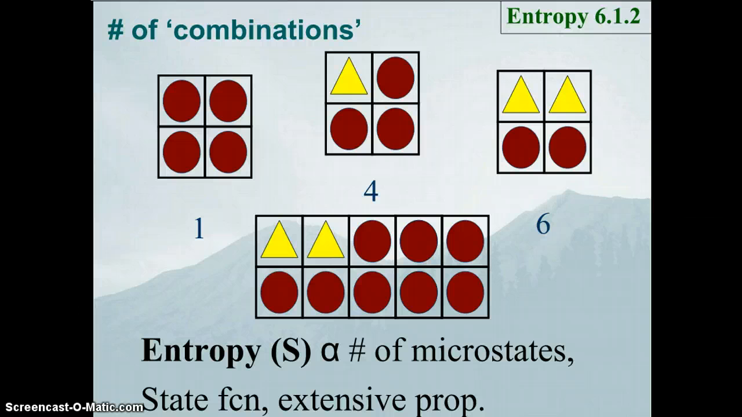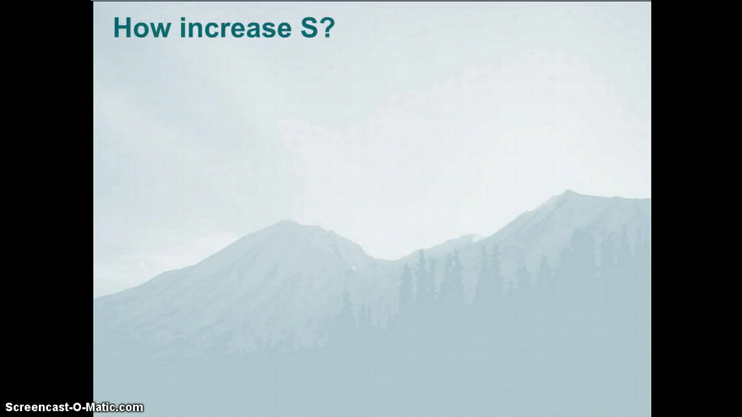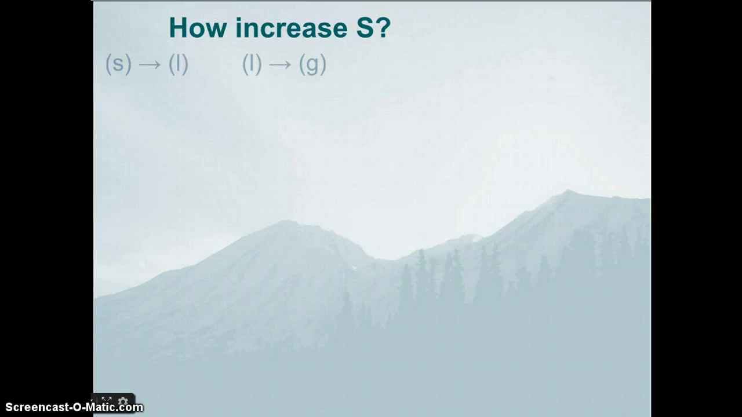And entropy is a state function, just like delta H, so it doesn't matter what path you took to get there. All that matters is the present state of the system. And it's also an extensive property, meaning the entropy changes depending on how much you have. The common way of thinking about entropy is in terms of disorder. The more disordered, the more combinations you have. If you have a very ordered system, it doesn't have very much entropy. As you increase the disorder, the entropy increases.